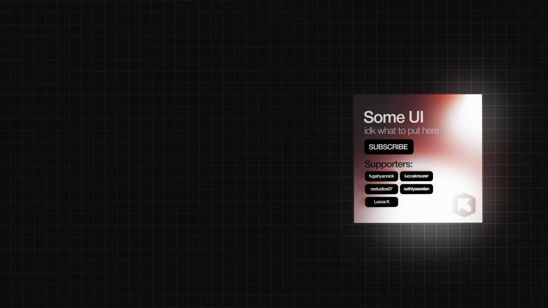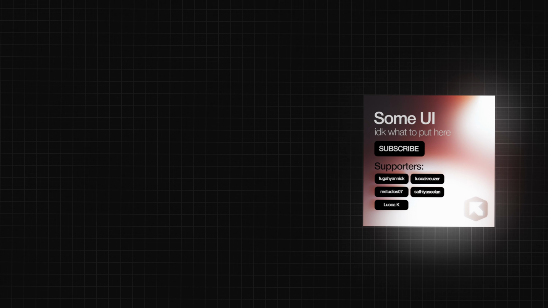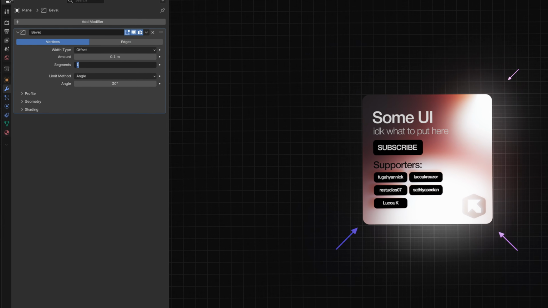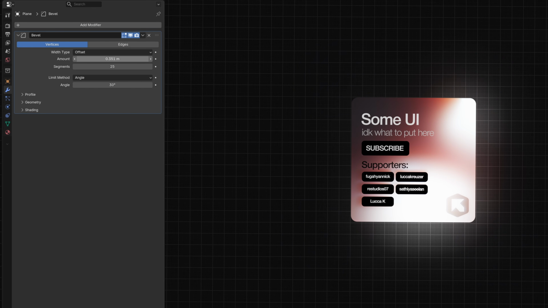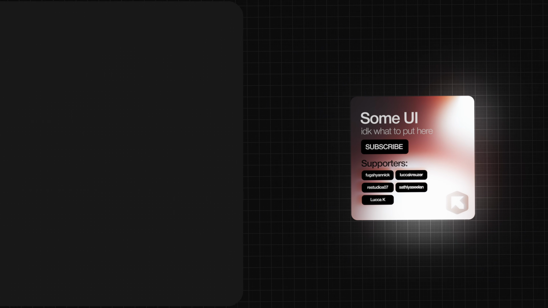So let's build it. I'm starting with a simple plane with a UI on it. I'll make it a rounded rectangle first, because I like it. So I add a bevel modifier, set it to vertices, and round the corners. Now we add geometry nodes.